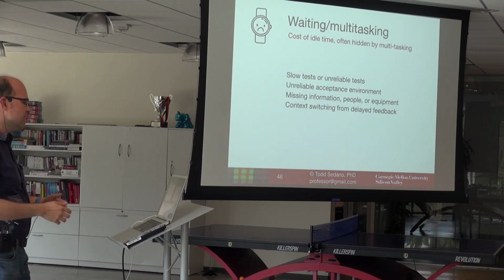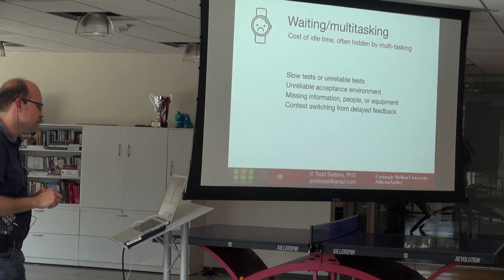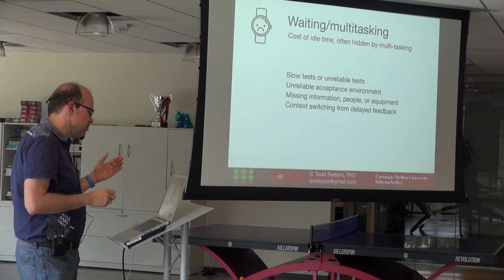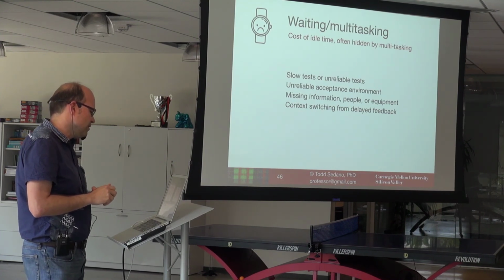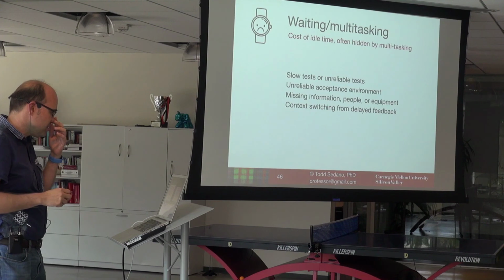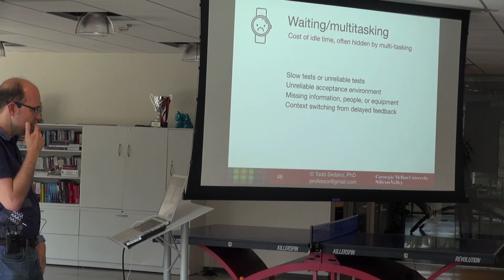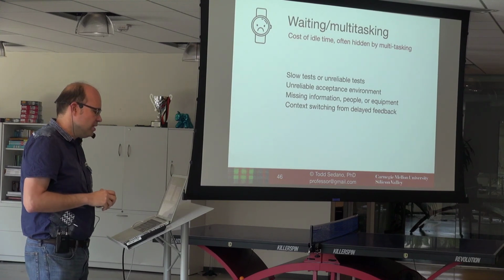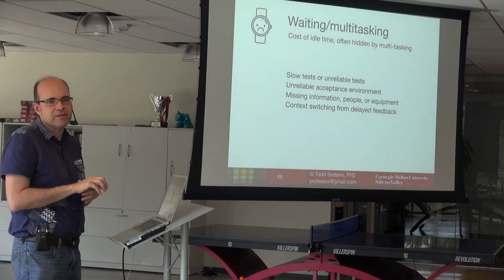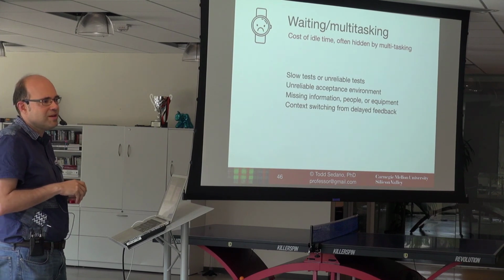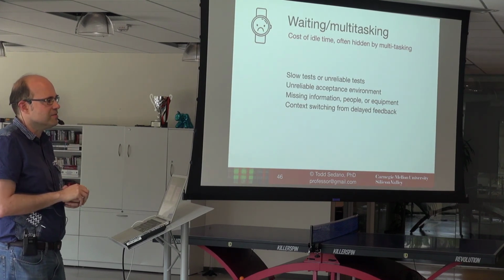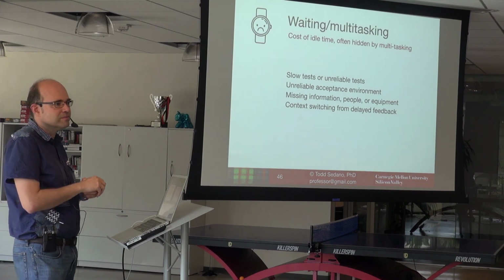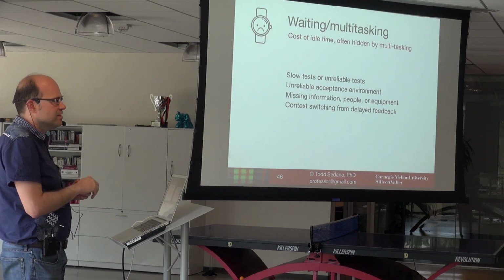There's waiting and multitasking. This is the cost of idle time, often hidden by multitasking. This can be from slow tests or unreliable tests, unreliable acceptance environments, missing information, people, or equipment, or context switching from delayed feedback. For Taiichi Ohno, he thought waiting was the hardest waste to find, because if we're smart and we're waiting, we tend to multitask onto something else. So if you observe our work environment, it's really difficult often to see waiting. We just move on to the next thing.